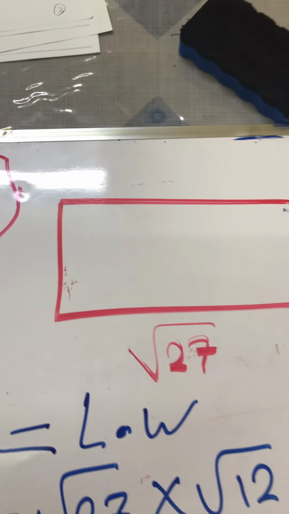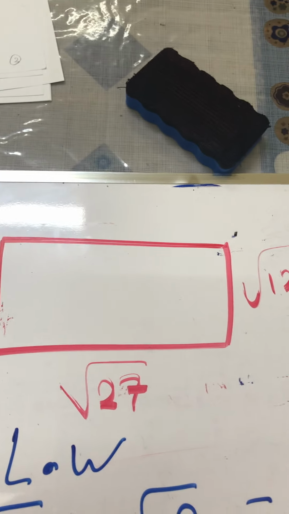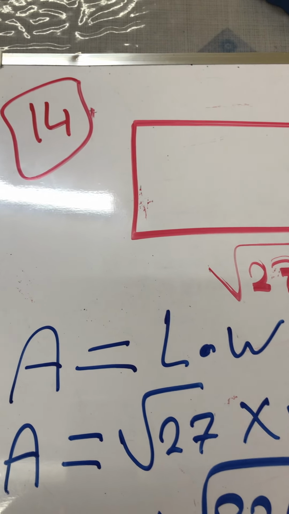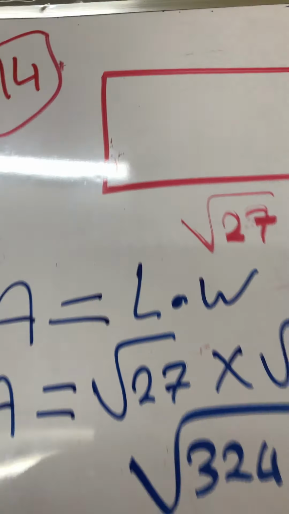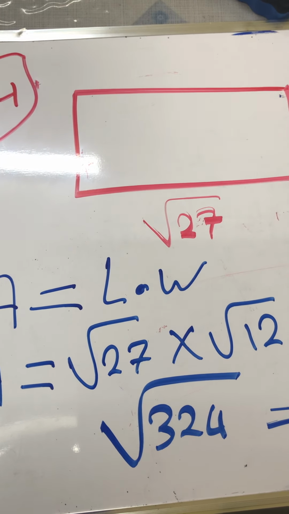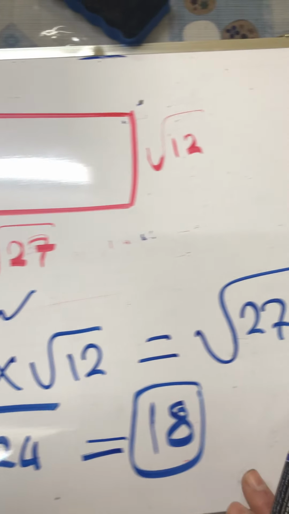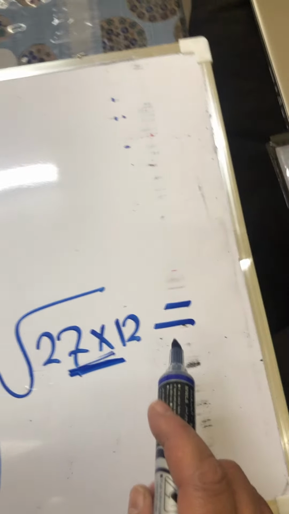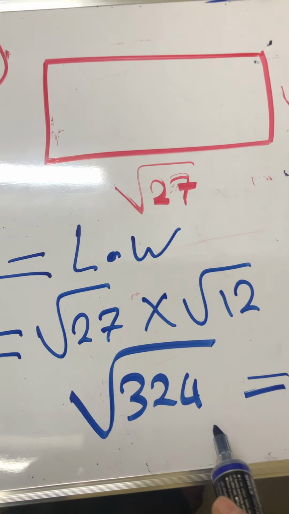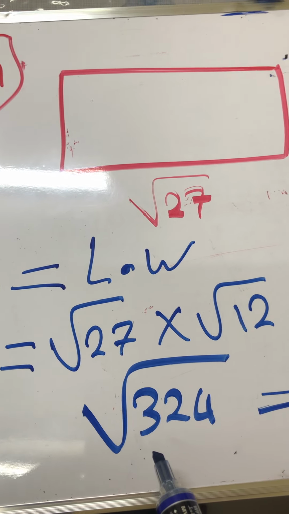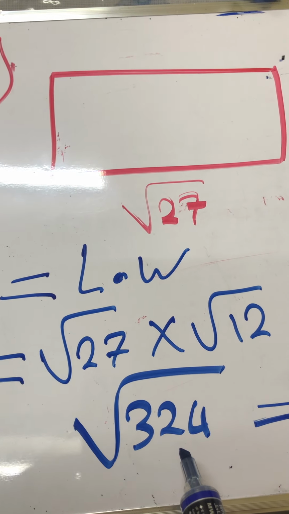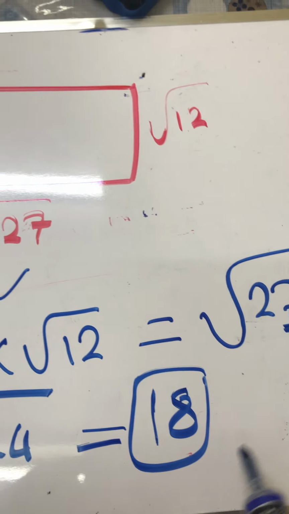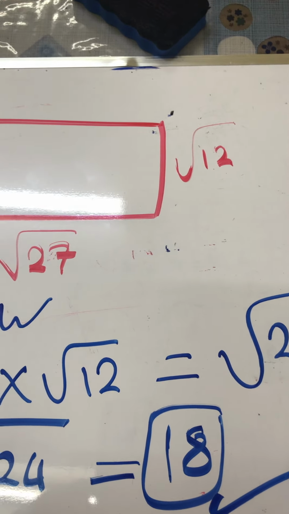So again, this is a rectangle with dimensions square root of 27, square root of 12. He asked me to find the area of this rectangle, and the area is length multiply width. So I'll multiply square root 27 times square root of 12 and put them under one square root. Find the product, 324. So now I have square root 324. It is 18 times 18. So the answer is 18 unit square because it's an area.